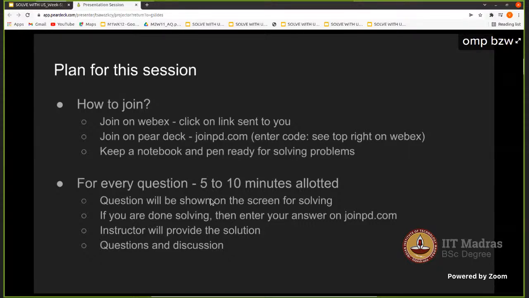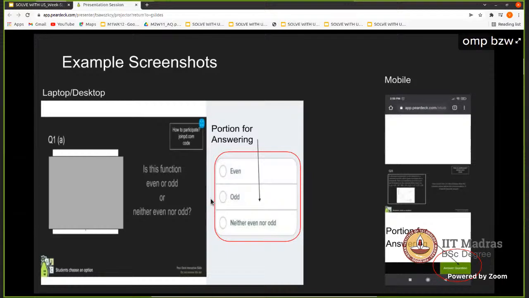Keep a notebook and pen ready, and the question will be shown. 5 to 10 minutes will be given to you. If you are done solving, just enter your answer on joinpd. No need to submit anything. Later, one of you or I will provide the solutions, followed by questions and discussions. These are some example screenshots.